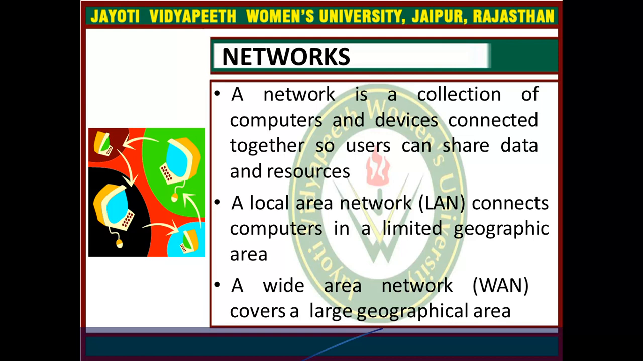Okay, so a local area network, that is LAN, connects computers in a limited geographic area. Like in your laboratories, there are many systems placed in your labs, but they are interconnected. They are connected through LAN because they are in the same geographic area. Whereas a wide area network, meaning WAN, covers a large geographical area.